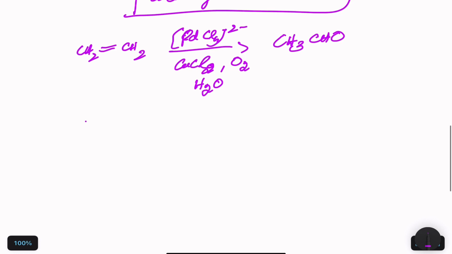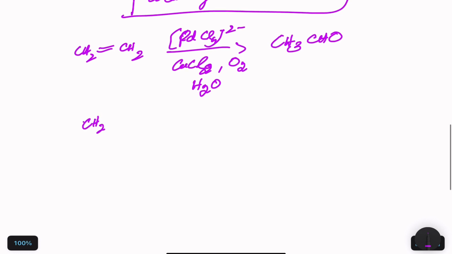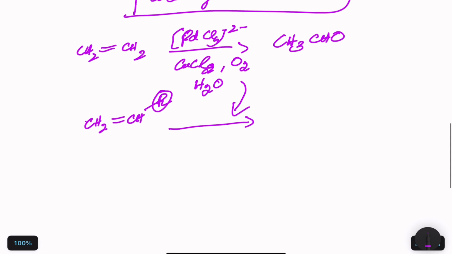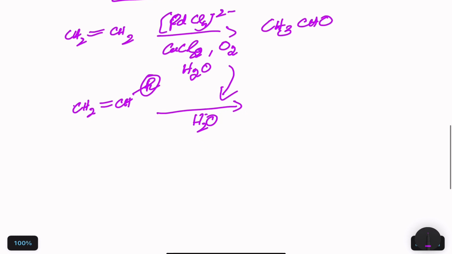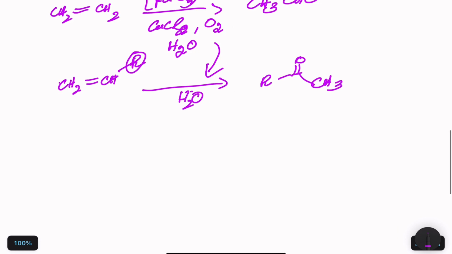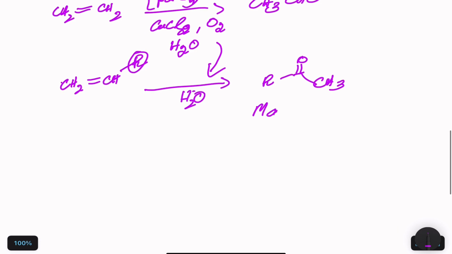Consider we are taking a higher alkene. I am taking a higher alkene, so a bigger R group is present here. The same set of conditions, I am taking water. Now what will be the product? Ketone will be the product. Okay. So ketone is the product. As you can see here, the Markovnikov product is formed.